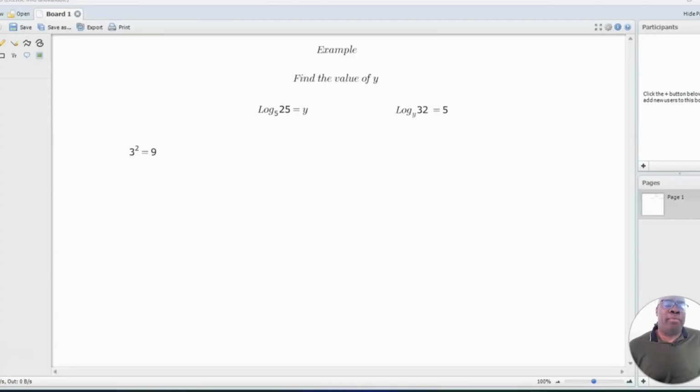So here we have two examples on our screen. We have log 5 of 25 equal y. Then we have log y of 32 equal 5. But just before we go to that, I want to show you a thing or two for you to understand what we have here. This is the regular exponent that you understood before. Good. But we're going to rewrite this as a log. Let me show you how it's done.